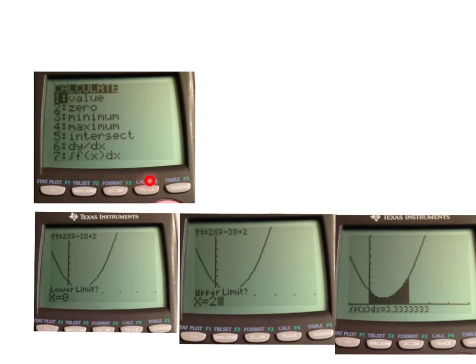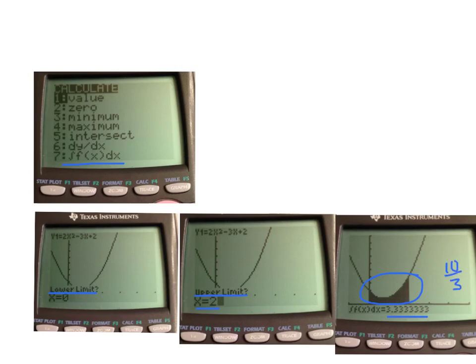That's going to take you to the blue calc menu. When you get to that calc menu, scroll down to choice number 7. That's your integration. Once you hit enter, the calculator is going to ask you for a lower limit, and I just literally typed in 0. I didn't move the cursor or anything. I hit enter. It then asked me for an upper limit. I typed in my 2. I hit enter, and very interestingly, it shaded in the region for us and gave us a numerical answer of 3.3 repeating, which again is equivalent to our 10/3.